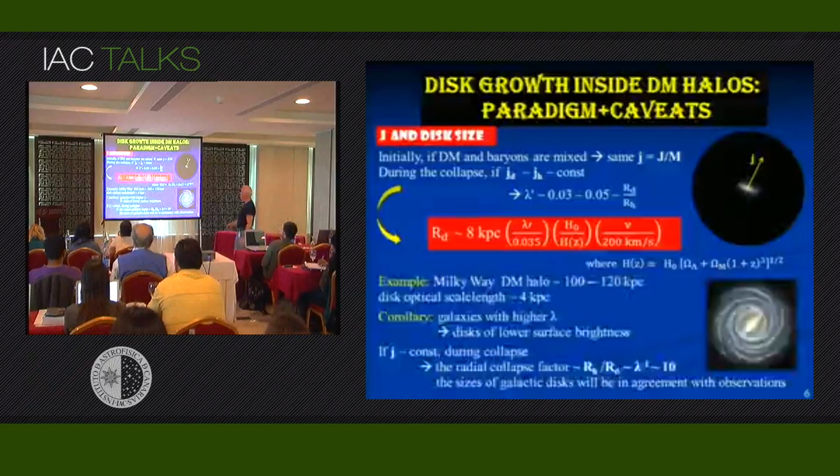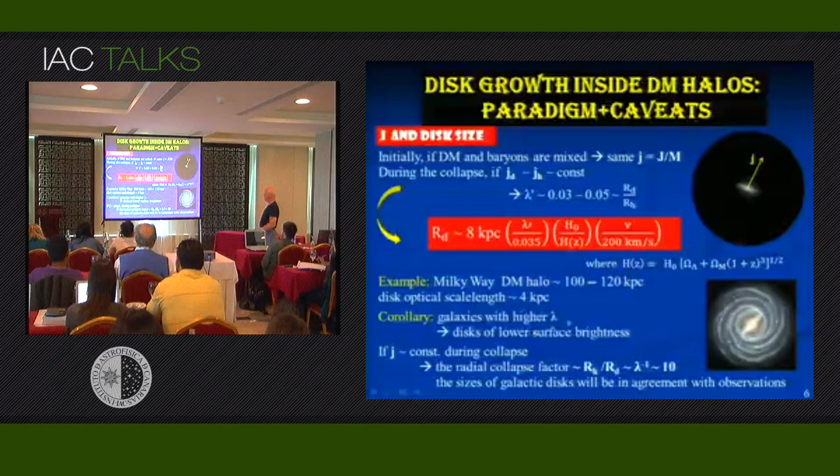Okay? So I bring up an example, the Milky Way halo, which has a size of 120 kiloparsecs. Disk optical scaling is 4 kiloparsecs. So it's not bad at all. But there is an interesting consequence to this relation. And that is that galaxies or baryons that start in the halos with larger spin will have larger size, and so they will form disks of lower surface brightness.